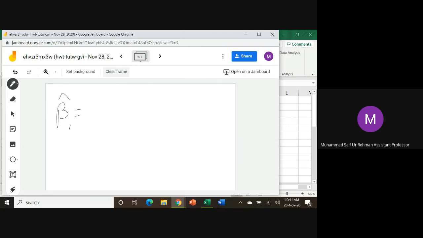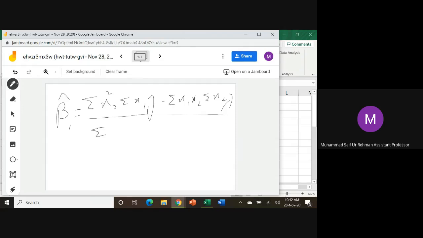So this will be like this: summation x2 square, summation x1y minus summation x1 x2, summation x2y. So now it means that the formula will change.